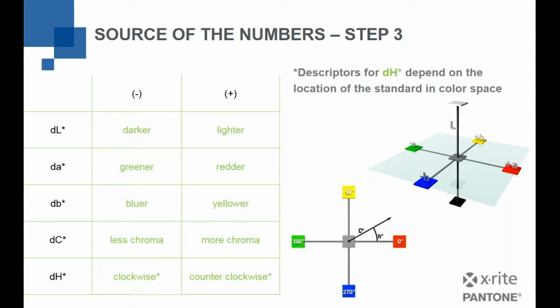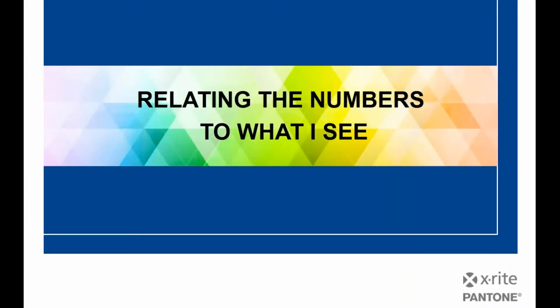So now I've got numbers to describe my color and also describe my color difference. And we're doing this with three numbers at this point. We will talk about where we get to, going ultimately to a single number. We'll get there. So now let's relate those numbers to what we're seeing.